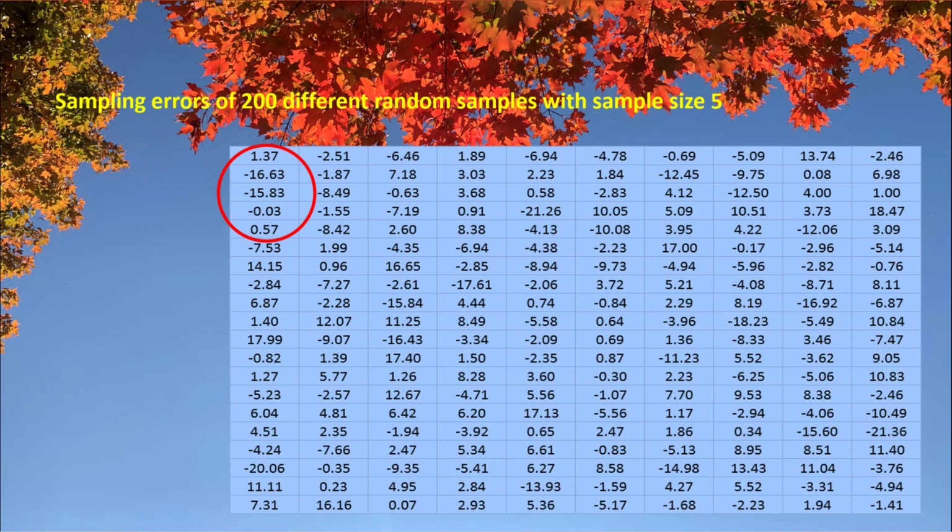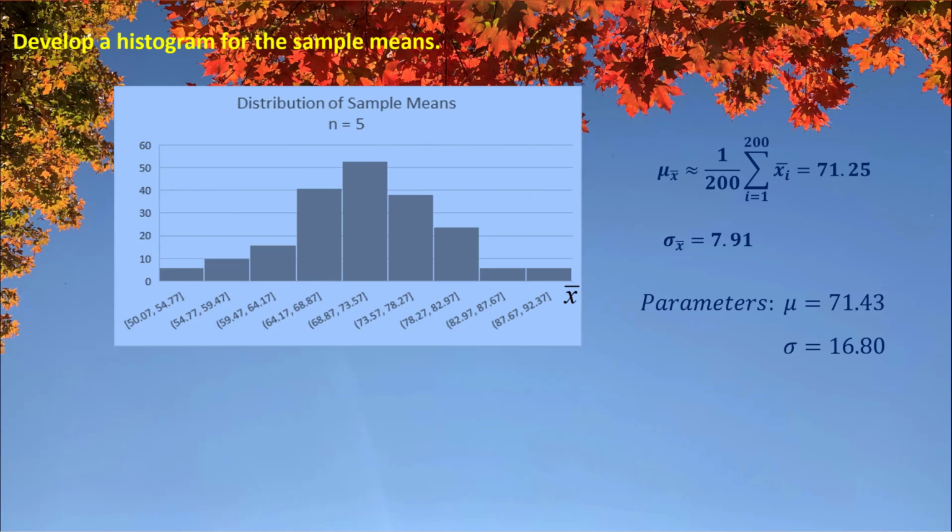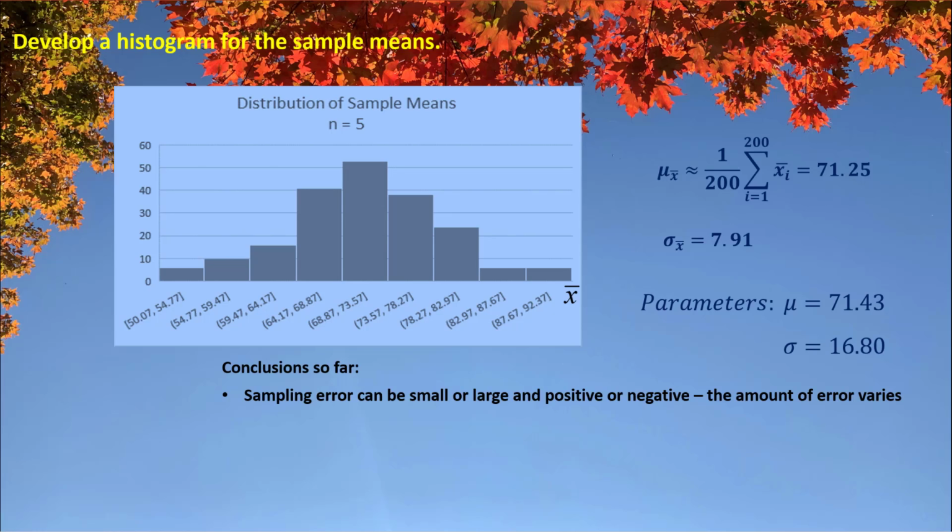We can build up a frequency distribution with these 200 sample means. Here it is. With these 200 sample means, we have an average value of 71.25 and a standard deviation of 7.91. And we list our population mean and the population standard deviation here, so you can see the difference. From the early observation, we can come up with the following conclusions.